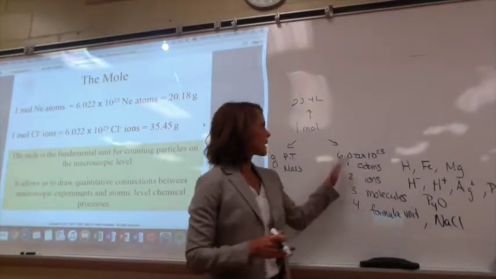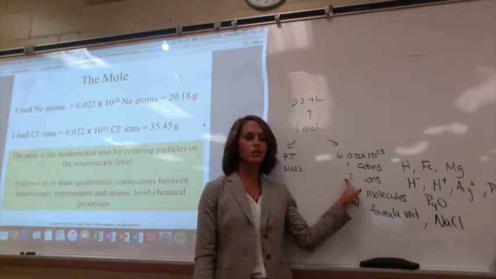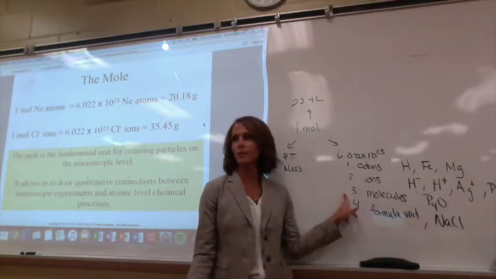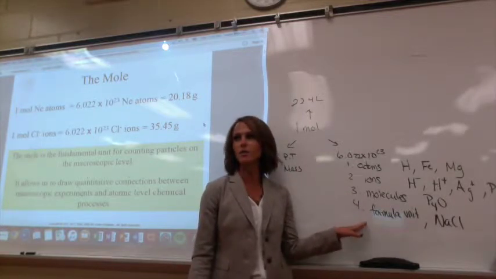All right, so just make it known, an atom is anything that is an element on the periodic table. Ions carry a charge. Molecules are covalently bonded, so it's 2 or more nonmetals. Formula units are ionic bonds with a metal and a nonmetal.